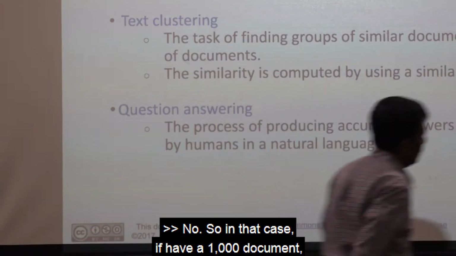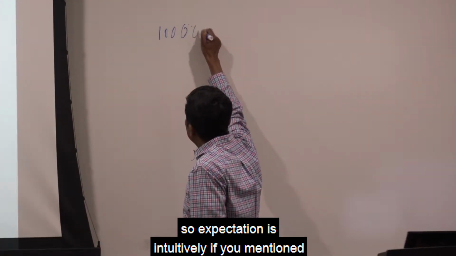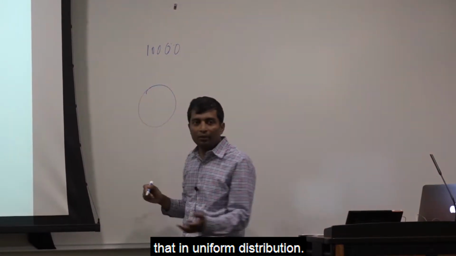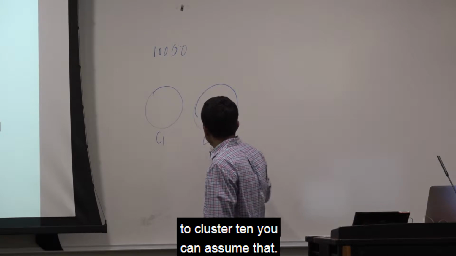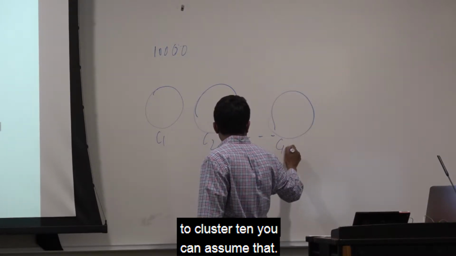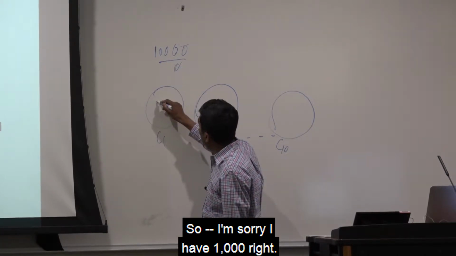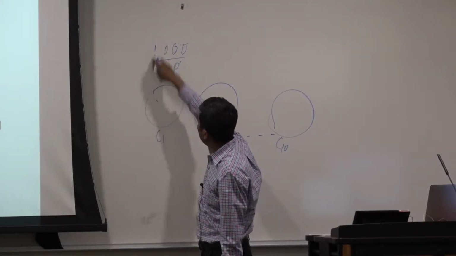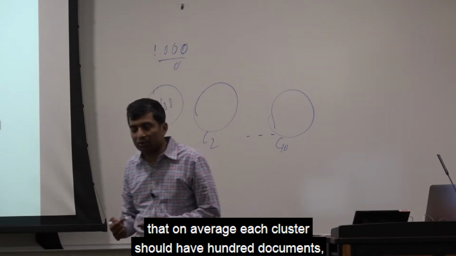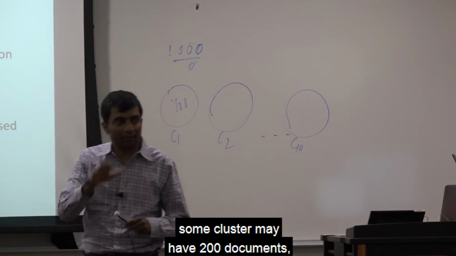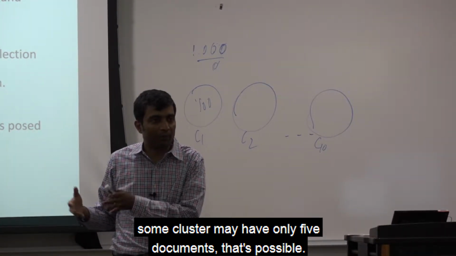No. So in that case, if I have 1000 documents, intuitively, if you assume a uniform distribution, then across cluster 1, cluster 2, all the way to cluster 10, I have 1000 documents divided by 10. So you can assume that on average each cluster should have 100 documents, but in reality that may not be the case. Some clusters may have 200 documents, some may have only 5 documents. That's possible.